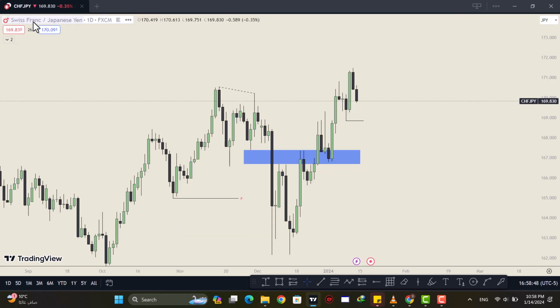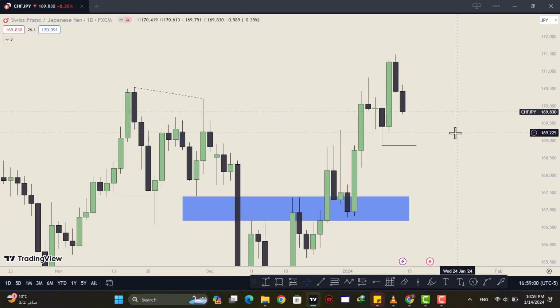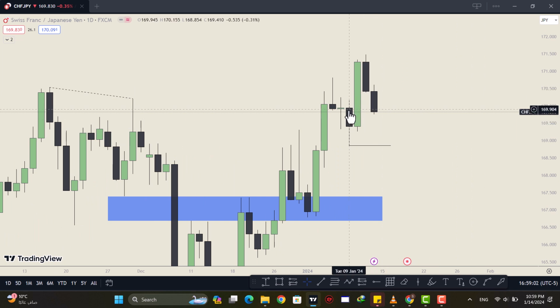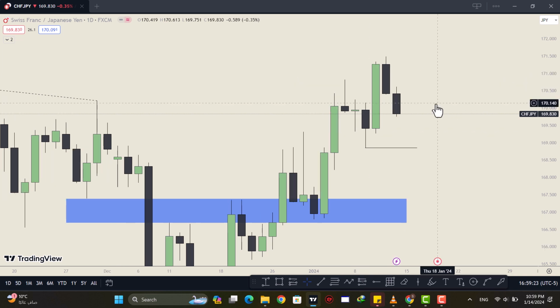So here we have the Swiss franc against the Japanese yen. So on this pair, I'm interested in buying opportunities. We are currently sitting on this order block, but we can easily see a move to here, taking liquidity from here. So this is a previous week low, right? And then moving higher. So at the moment, I'm not sure whether we can reject from this order block or after taking liquidity from here. So we're going to let the lower time frames confirm that.